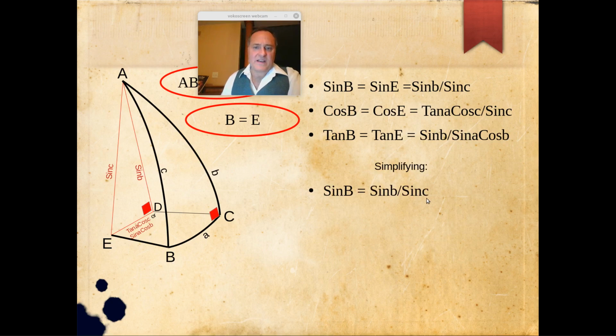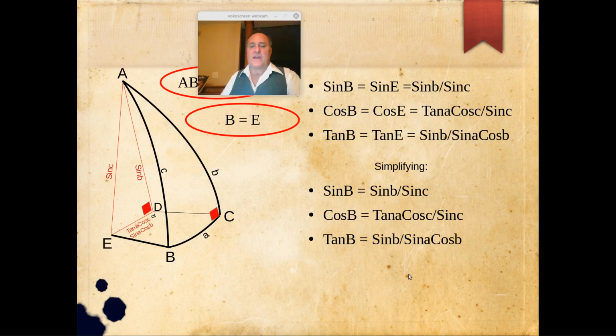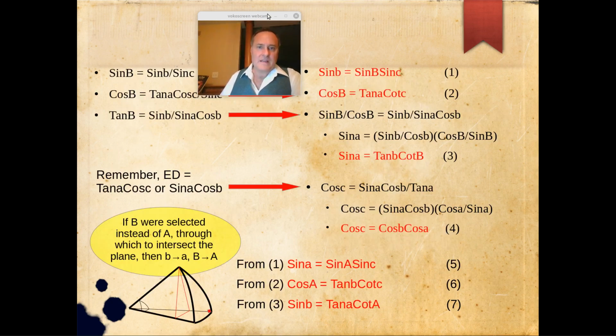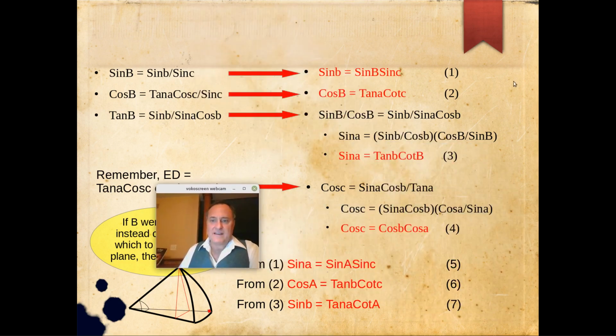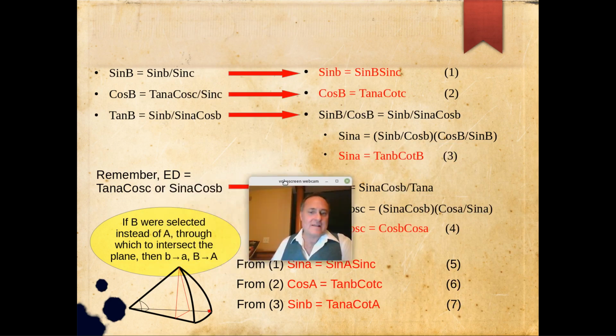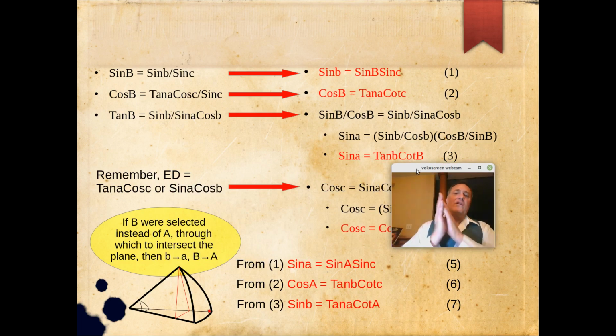Now we'll simplify. I'm just saying that this equals that, and I'll do that for each of them. So those are the interesting findings we have. Now we're going to derive 10 relationships. Here's 7 of them on the first page. And these are relationships that we need to have handy in order to solve spherical triangles.